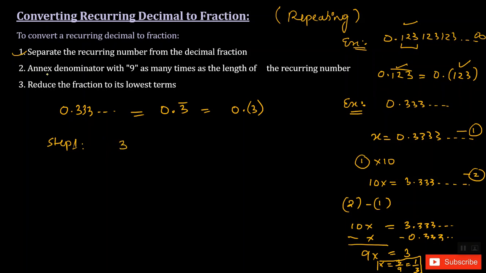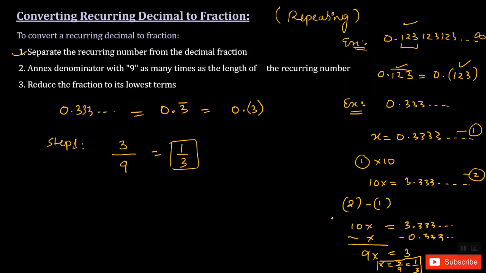The second one is to annex the denominator with 9s as many times as the length of the recurring number. As we know that only the digit 3 is repeating, so I have to divide that number by 9. So 3 by 9, I'm getting it as 1/3. This is the same as what we got here.